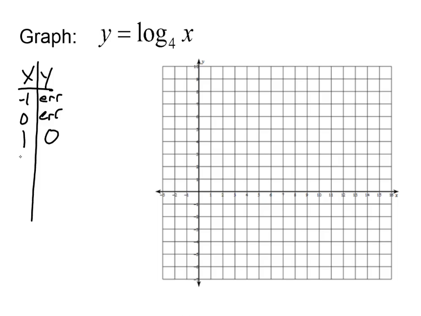If I plug in 4, it's going to output 1. If I plug in 16, it's going to output 2. I'm not going to bother with the numbers in between because they don't give me whole numbers and don't plot very easily on our graph. So let's plot the ones I know. I have (1, 0), (4, 1), and (16, 2). I end up with a curve that looks like this.